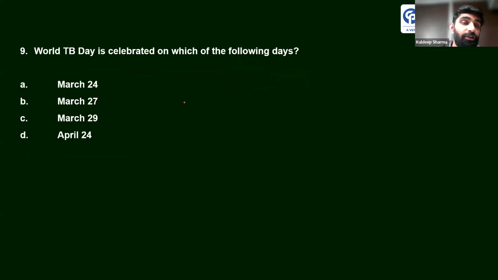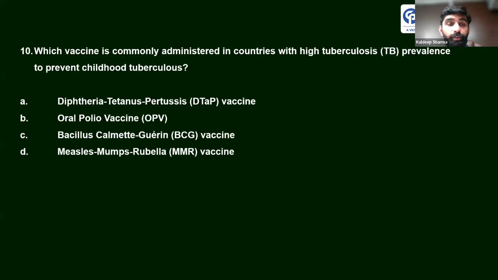Next question. So next question is about World TB Day. TB or tuberculosis is a major contagious disease and it is very prominent in India. To keep the world and India reminded that TB is a big problem, World TB Day is celebrated on which of the following days? So four options, is it March 24? Is it March 27? Is it March 29 or is it April 24? So answer here is A, March 24. World TB Day is celebrated every year on March 24.